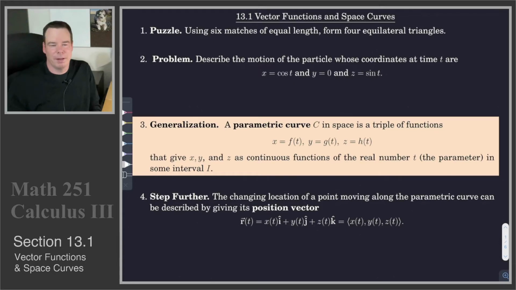Hi everyone, welcome back. We're now getting into chapter 13, which is about curves in space, also known as space curves. We did look at one kind of curve in space back in chapter 12, and that was the notion of a line in space. And we looked at how to represent a line by a vector equation or by parametric equations. We're going to take these ideas now and extend them to general curves in space.